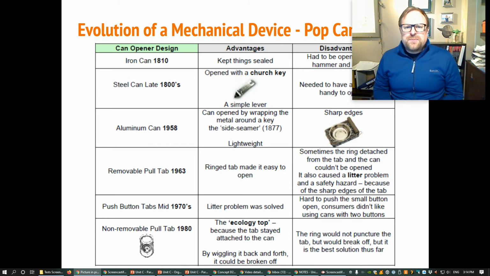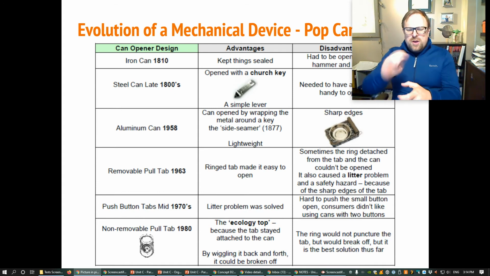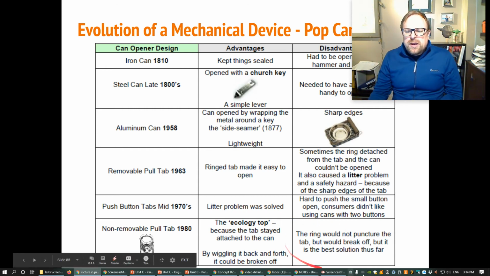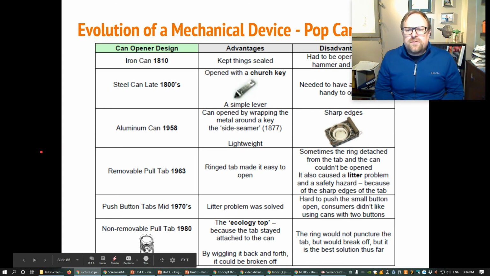So finally, we fast forward to around 1980, where we're at today with this design, a non-removable pull tab. They called it the ecology top, because the tab stayed attached to the can. We know that. We grab our can of pop, pop it open, fold the tab back, drink away. We could break it off if we wanted to, if it was annoying you or for whatever reason. The ring would not. The only disadvantage is that maybe the tab wouldn't puncture properly, or it would break off. But it was the best solution we have to date so far, and I don't think we've made much modification.